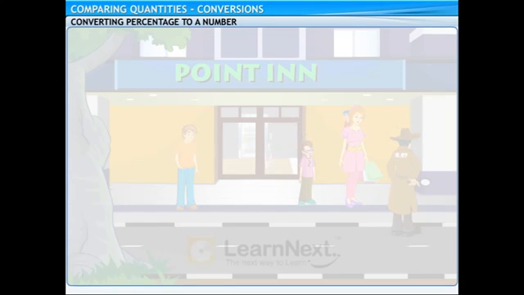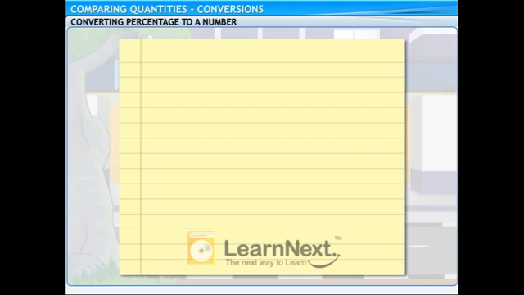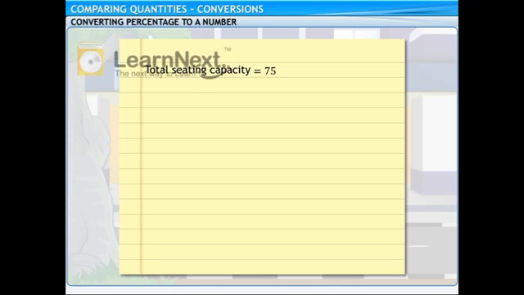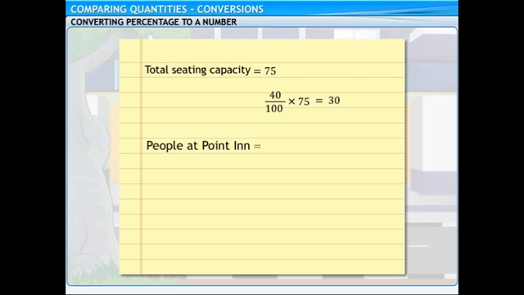Mr. Beam did that calculation so quickly. No wonder he's an ace detective. Let's see how he did it. The total seating capacity of Point In is 75 and 40% is empty. So 40% of 75 is 30. This means that 30 people are not there. That leaves us with 75 minus 30, which is equal to 45. There are 45 people in Point In at present.